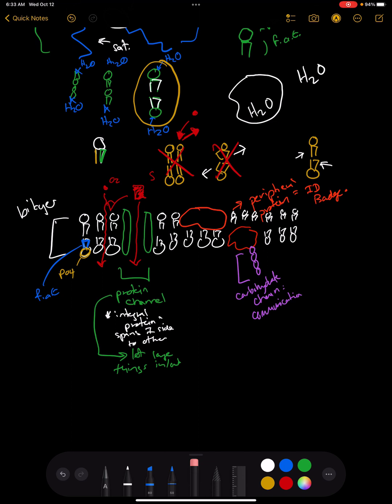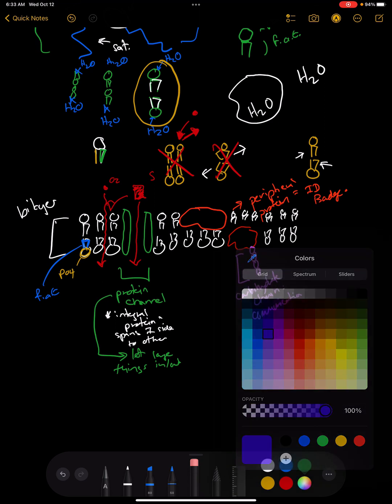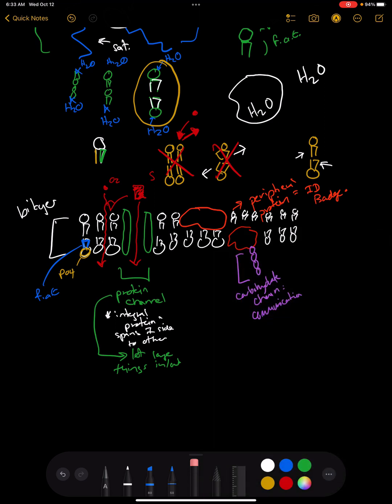That's why we have carbohydrate chains. Now, if I add a carbohydrate chain to a peripheral protein, this whole structure is called a glycoprotein. Glyco, because of the carbohydrate chain, and it's attached to a peripheral protein.